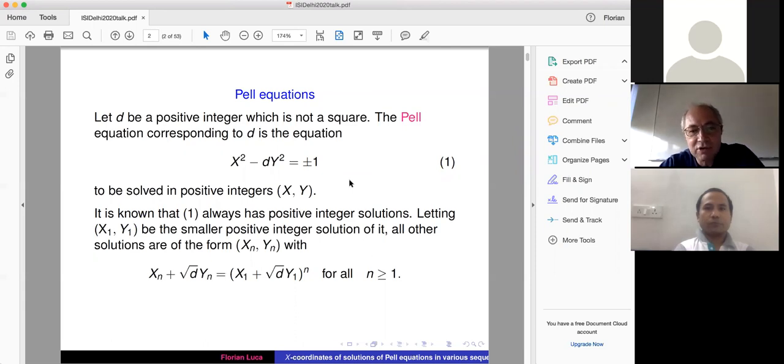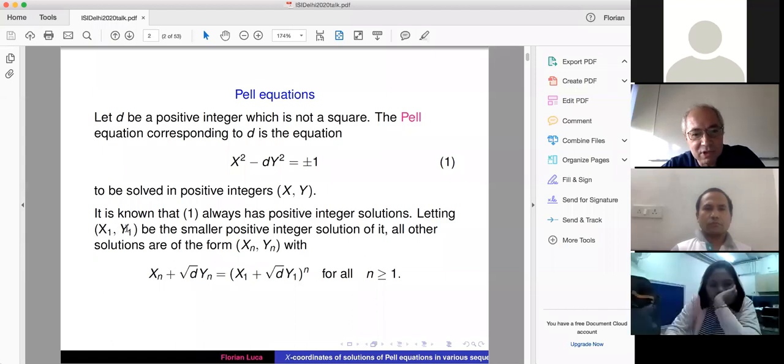Once you have a solution, you can construct other ones. And the way you do it, you start with the smallest positive integer solution. Don't be confused by the word smallest, because x and y are related. So the smallest solution, you can think of it as the solution with the smallest x, or the solution with the smallest y. And say that that is x1, y1. Construct the element x1 plus root d y1. That's a quadratic number. And raise that to the nth power.